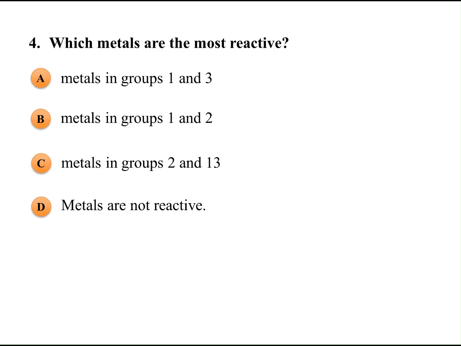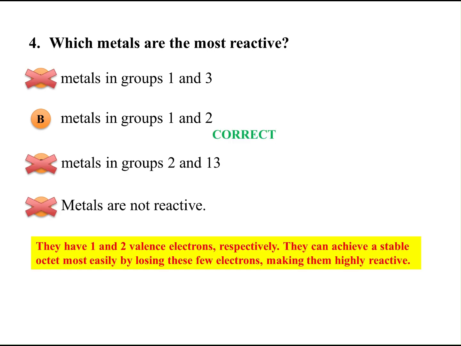Which metals are the most reactive? The correct answer is B, metals in group 1 and 2, because they have 1 and 2 valence electrons and they can achieve a stable octet most easily by losing these few electrons.